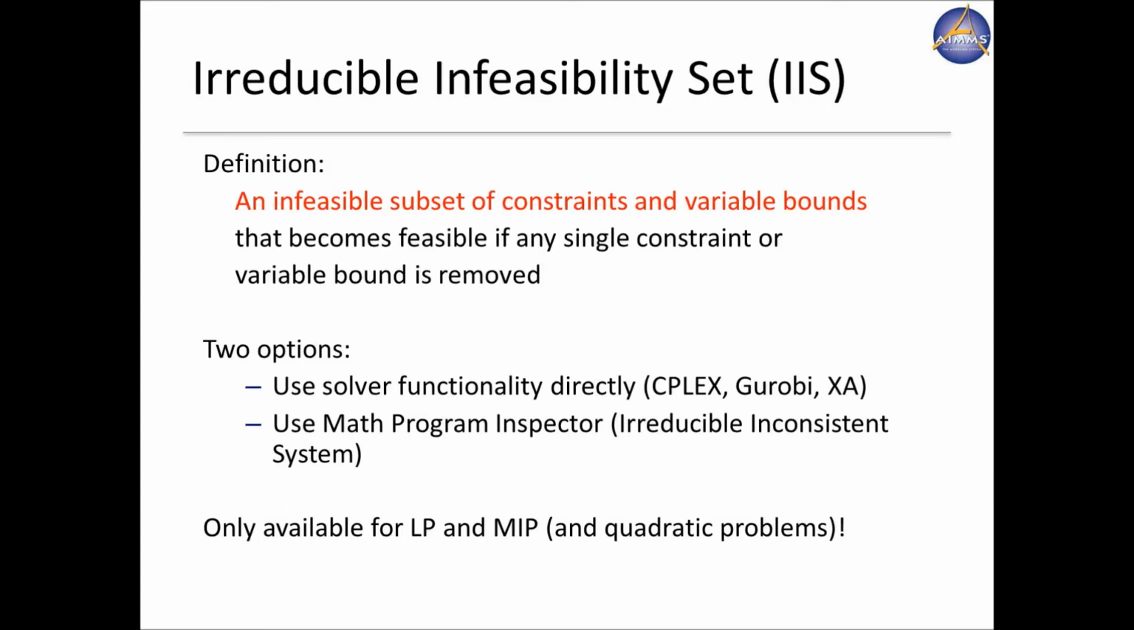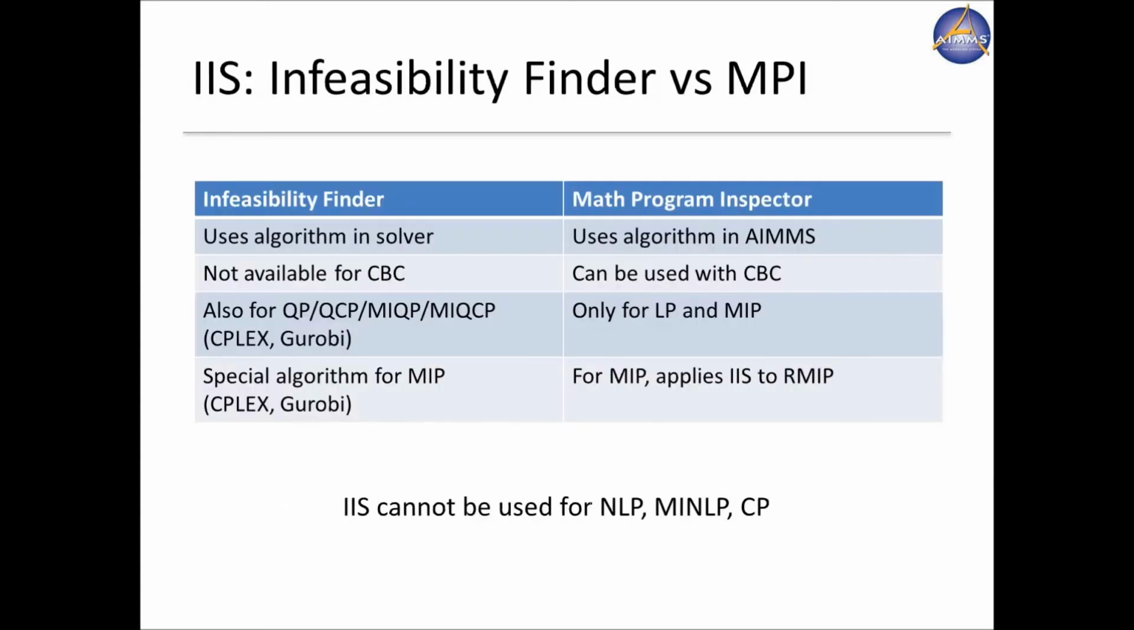So in AIMMS there are two approaches to use the IIS. We have the Infeasibility Finder, which uses an algorithm in the solver, so in Cplex, Gurobi, or XA. And we have the Math Program Inspector, which uses an algorithm in AIMMS, but underneath it calls a solver, but the algorithm itself is implemented in AIMMS.